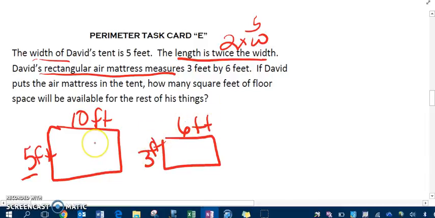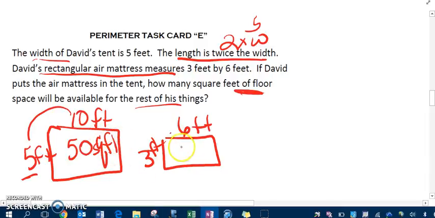And he wants to put that in the tent. We want to know how much space does it cover on the floor. Well, that's area. We want to know what area does it cover. So let's find out how much area the tent has. Area equals length times width. So 5 times 10 is 50 square feet.